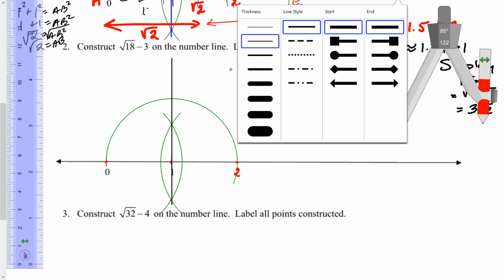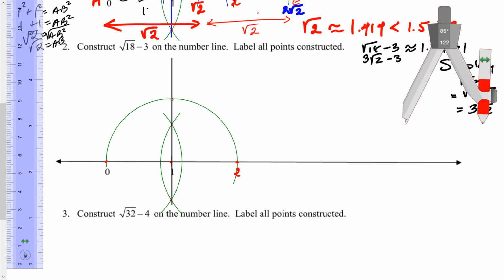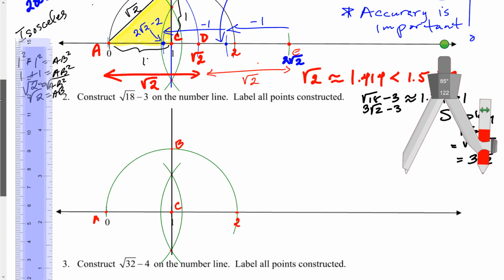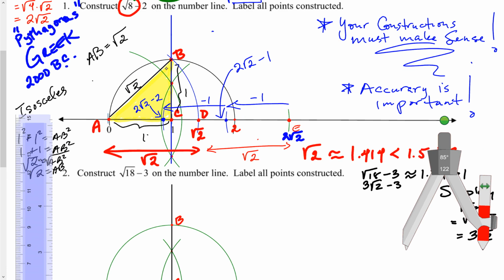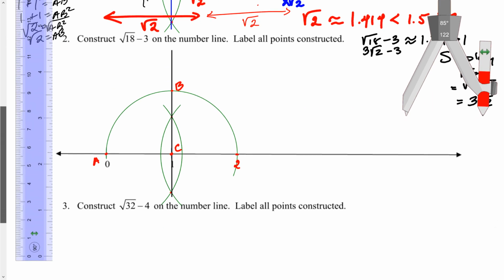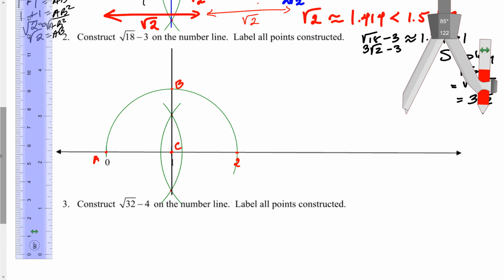Let's label some points here. Let's call 0 point A, this one point B, and this one point C. We're going to connect A and B together, and that's going to be length root 2, just like the previous construction. If you look up here at the top, it's the same thing: an isosceles right triangle with the legs equal to 1, which gives us a hypotenuse of root 2.